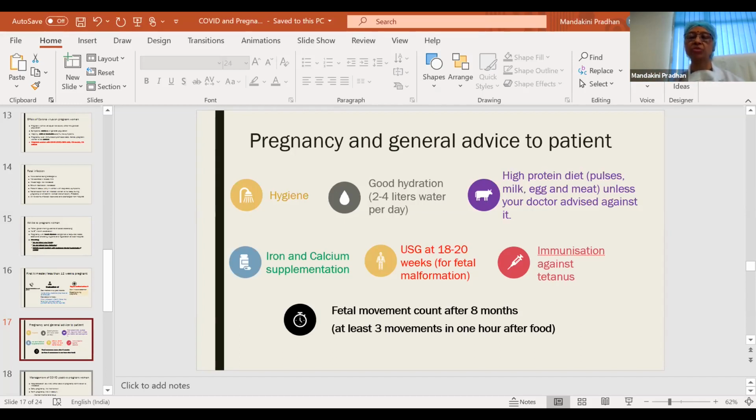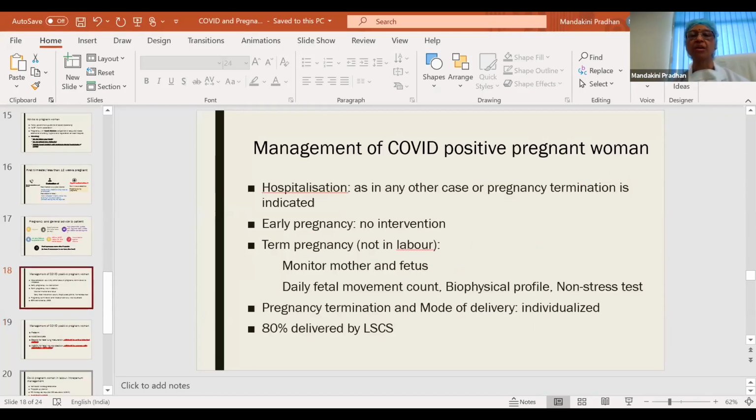And the woman should be asked to do a fetal movement count after 8 months. Anytime she feels less movement, she must report to the hospital. Then hospitalization is the same as in any other pregnant patient, any other COVID patient, but pregnancy termination is not an indication if the woman becomes COVID positive. In early pregnancy, there should not be any intervention. For term pregnancy, patient not in labor, monitor the mother and fetus with daily fetal movement count, biophysical profile and non-stress test. One can do a Doppler so that it is reassuring.